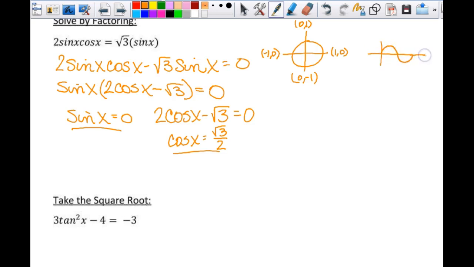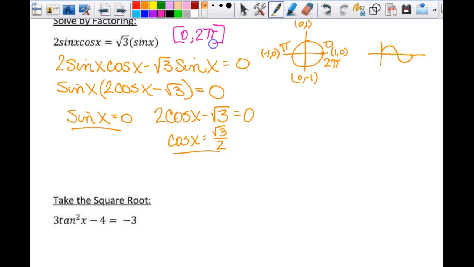how many times is sine 0? 3 times. Be very careful, okay? This is one of those very, very common mistakes. If all you're thinking about is the unit circle, that's okay, but you have to understand that this is 0, this is pi, and this is 2 pi, because we are going from 0 to 2 pi.